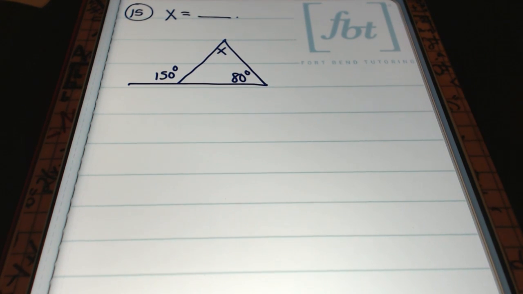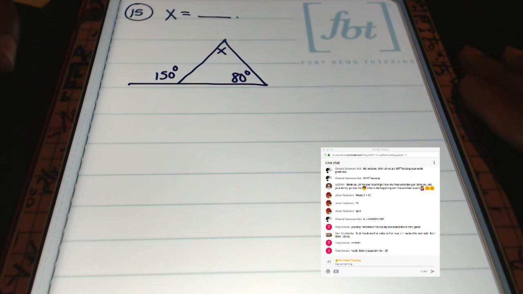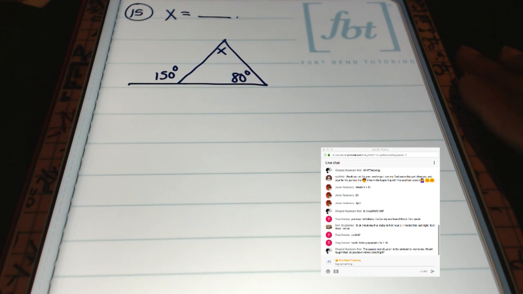We have problem number 15. Problem number 15, guys, is an example where we can show the remote exterior angle rule.